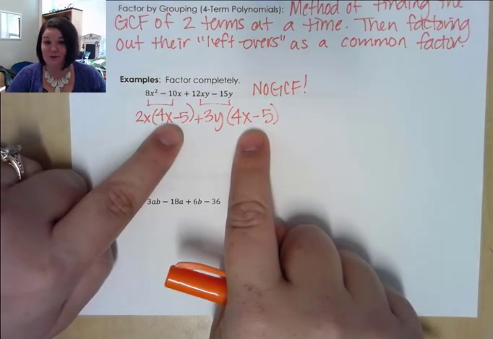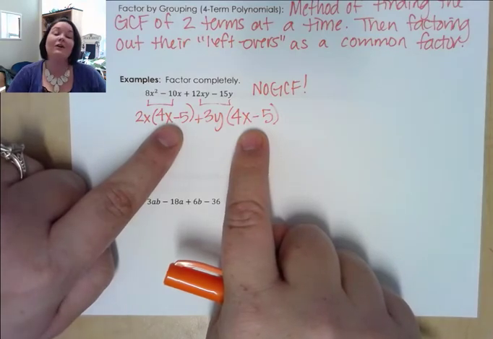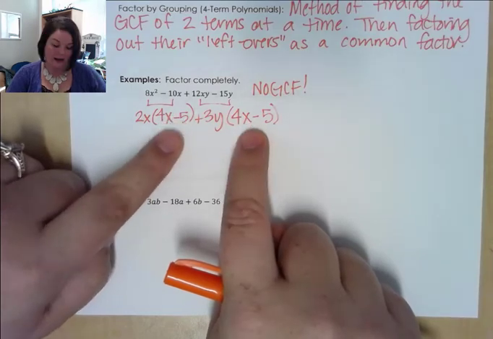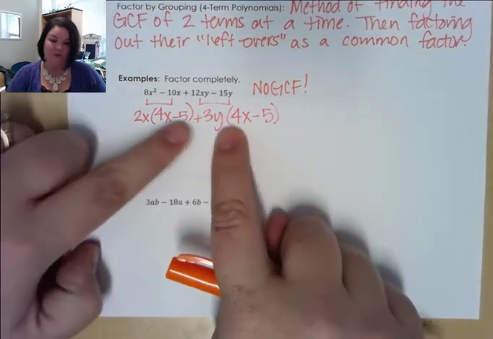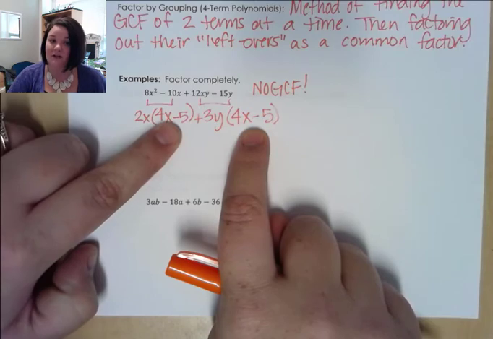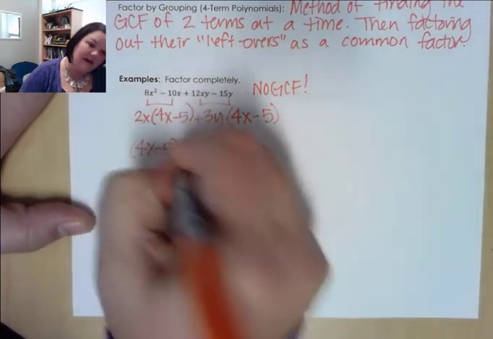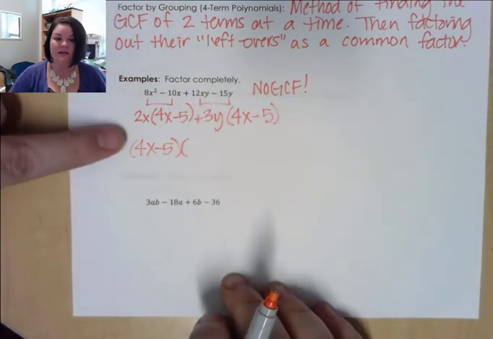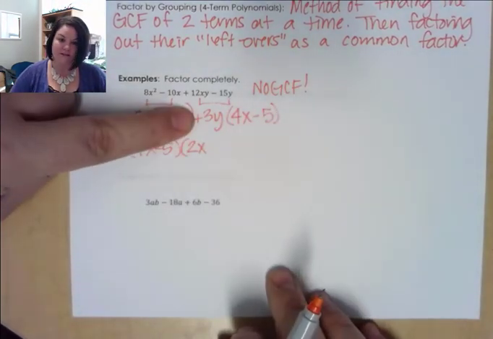And notice here they do, which is the hope, right, when we're doing these. If they don't match, you might have done something wrong or need to tweak a sign or something, okay? So now that these are the same, I'm looking at this as one big term and this is one big term, and both of these terms have a 4x minus 5 greatest common factor that I can take out. So if I take out 4x minus 5 as a greatest common factor, in parentheses I write my leftovers, and what's left here is going to be just a 2x, and what's left here is a positive 3y.